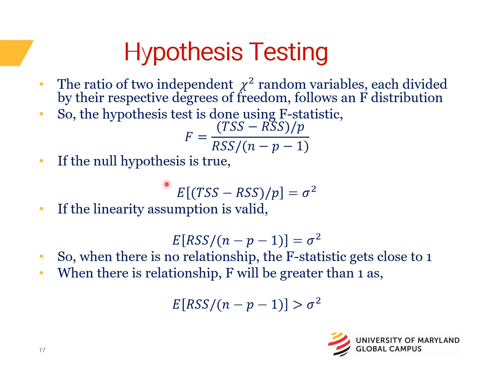And if the null hypothesis is true, that is, if there is no relationship, the numerator of the F statistic goes to the variance. Okay, if it is true, it becomes the variance. And from our linearity assumption, if that holds, the denominator becomes a variance as well. So both become the same variance, and the same variance over the same variance will give you 1. Which means if there's no relationship, the statistic becomes 1.